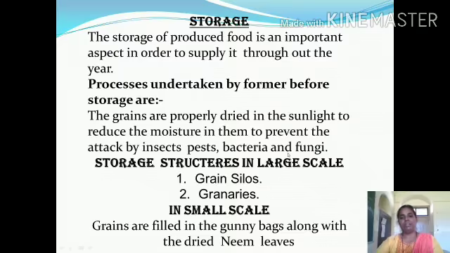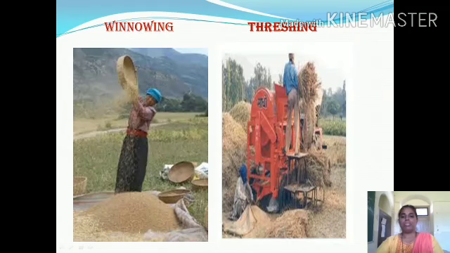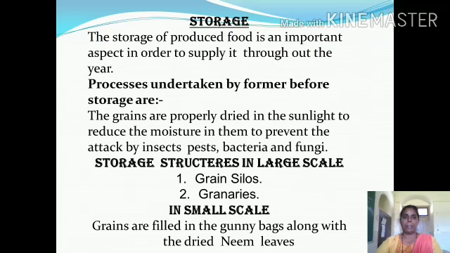Yes, after threshing, what do we get? We get the food grains. And the next step is what? Storage. Storage of the food grains is the last stage of agricultural activity. The storage of the produced food is a very important aspect in order to supply the food grains throughout the year for each and every person of the country.